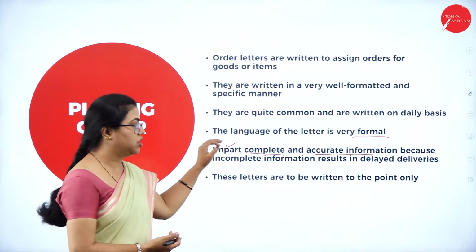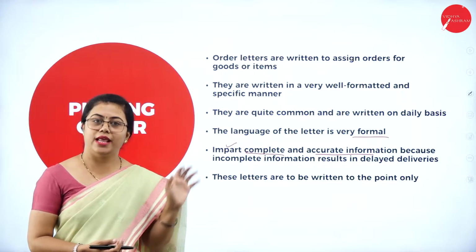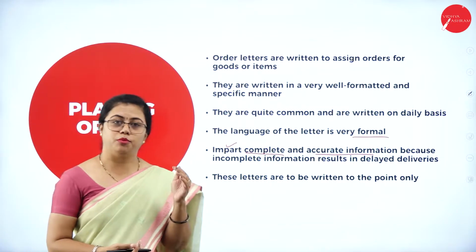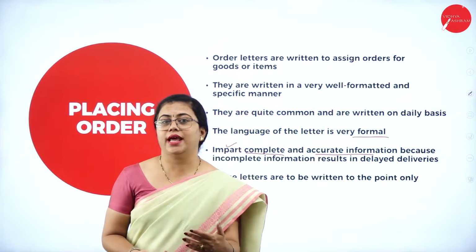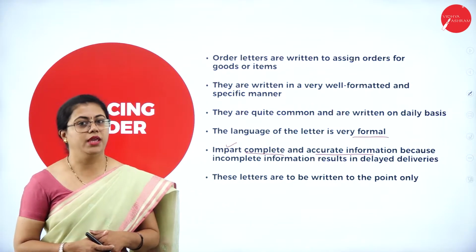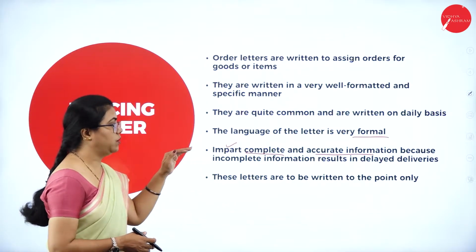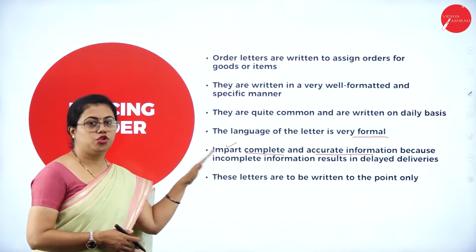So complete information is very much important. Accurate information will help you out in getting proper delivery. The products will be proper, as well as the time in which it has to reach you will be correct. So that is the reason complete and accurate information should be given there.